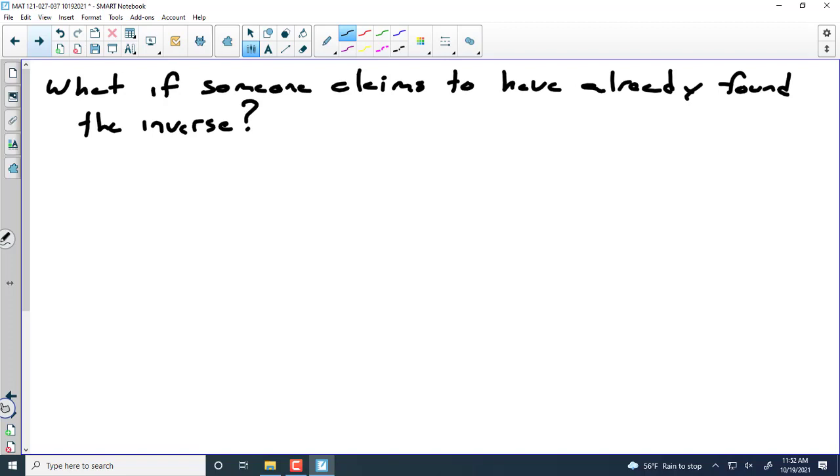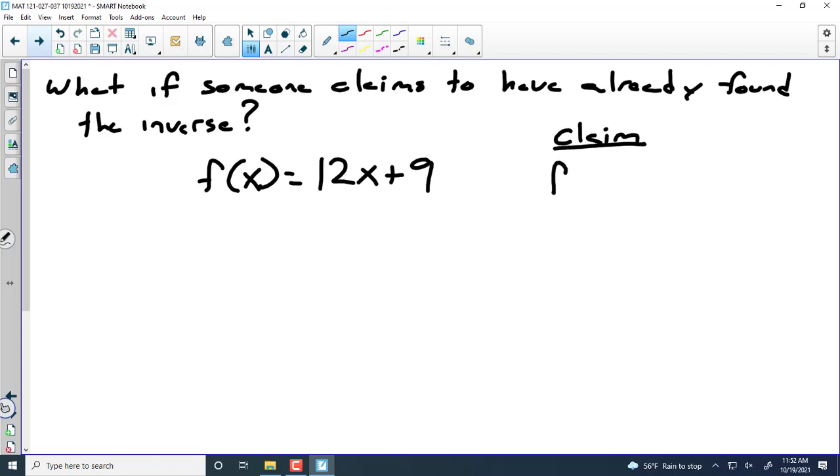What if someone claims to have already found the inverse? Now let me do it like this. This will make it less confusing. Claim: g of x equals x minus 9 over 12 is the inverse.